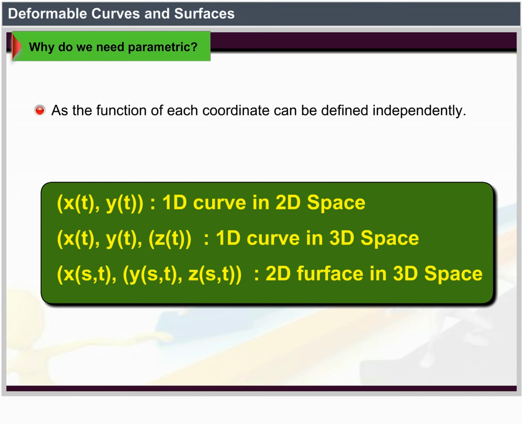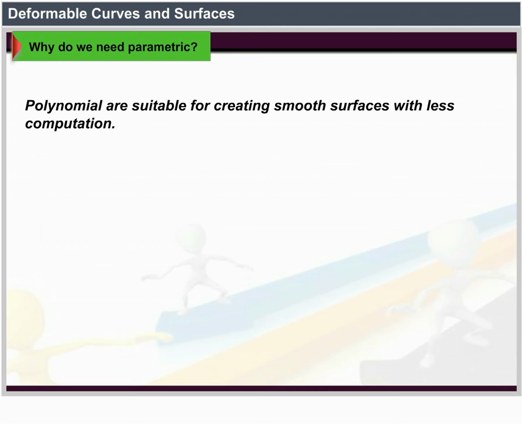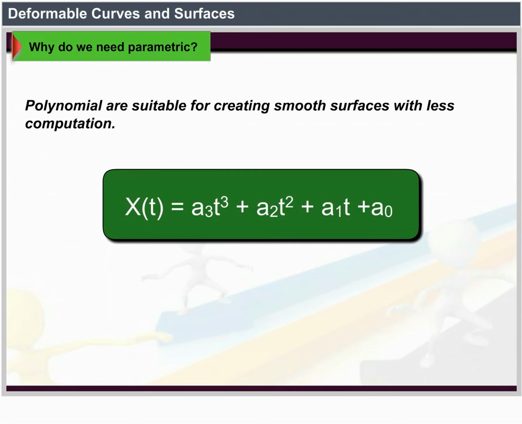x of s, t, y of s, t, z of s, t is a 2D surface in 3D space. Polynomials are suitable for creating smooth surfaces with less computation. x of t equals a3t cubed plus a2t squared plus a1t plus a0.